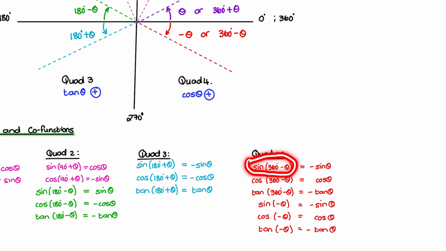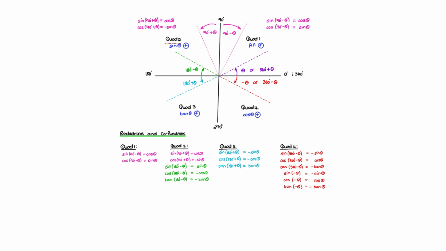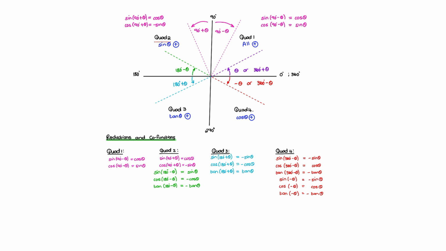Sine of 360 minus theta or sine of negative theta would both give us negative sine theta because sine is negative in this quadrant. Cos of 360 minus theta or cos of negative theta will give us cosine of theta, and those are positive ratios. And for tan in this quadrant, we'll have negative tan theta. So that's a quick overview of the CAST diagram that we would use in trigonometry.